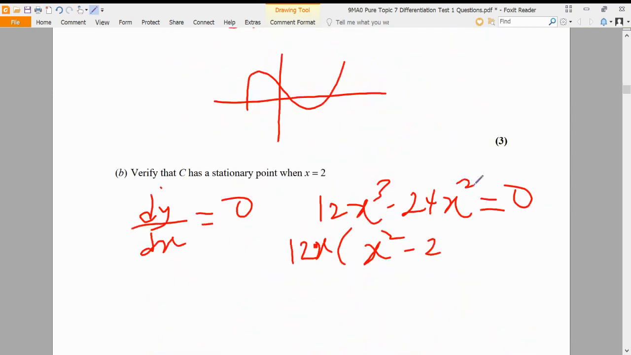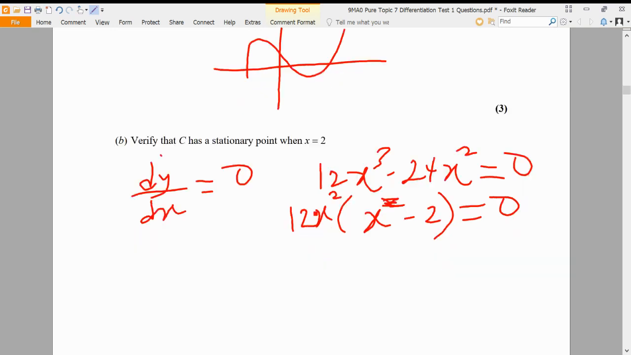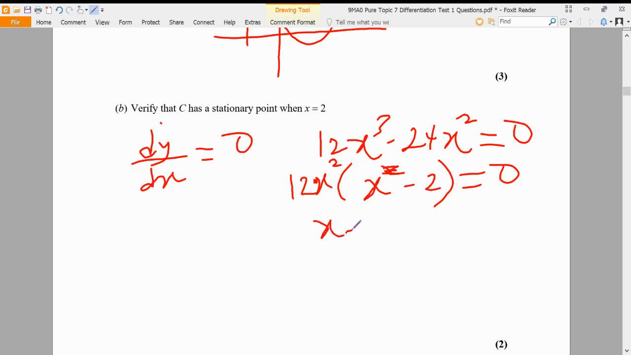This is 24x squared. So since this is 24x squared, you have 12x squared to be the common factor, so that if you say 12x squared is a common factor, this 2 will no longer exist there, rather this is going to be 1. So you have this to be equal to 0. Now at this point in time, you say x minus 2 is equal to 0. Of course, you also know that 12x squared is equal to 0, and then you can say x is 0.